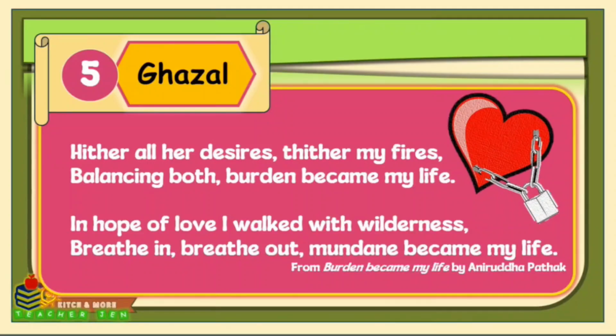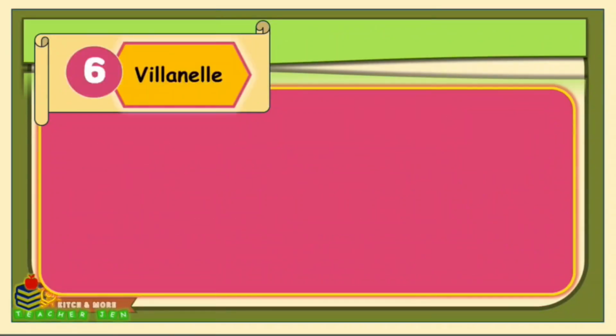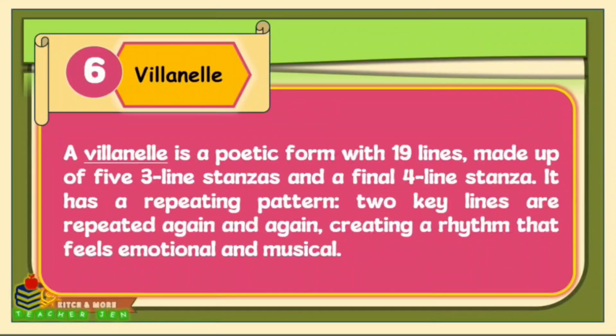Let's switch gears to a poem that loops and repeats, but in the most beautiful way possible. This is called a villanelle. A villanelle is a poetic form with 19 lines made up of five three-line stanzas and a final four-line stanza. What makes it special is its repeating pattern. Two key lines are repeated again and again throughout the poem. This creates a rhythm that feels both emotional and musical.